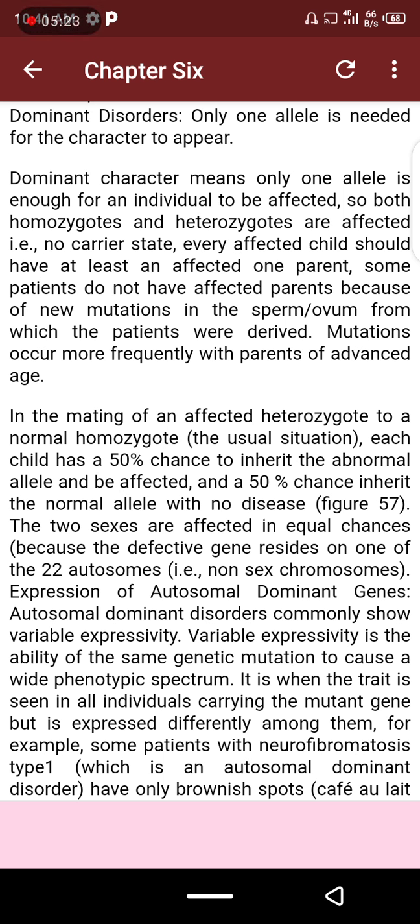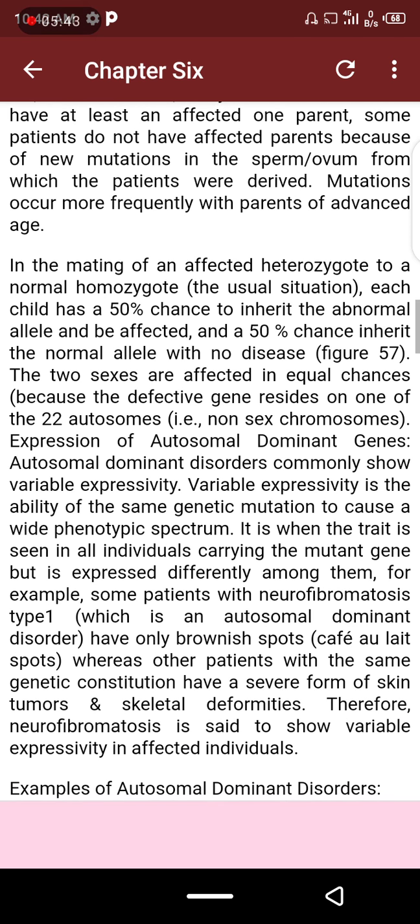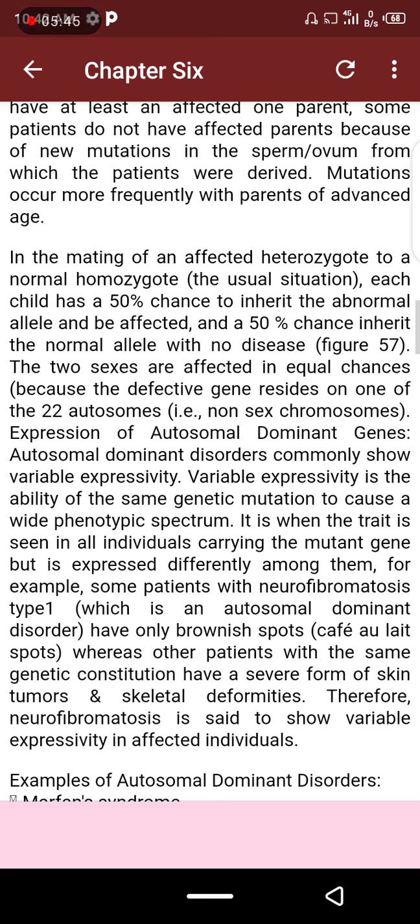So both homozygote and heterozygote are affected, i.e. no carrier state. Every affected child should have at least one affected parent. Some patients do not have affected parents because of a new mutation in the sperm or ovum from which the parents are derived. Mutation occurs more frequently with parents of advanced age.